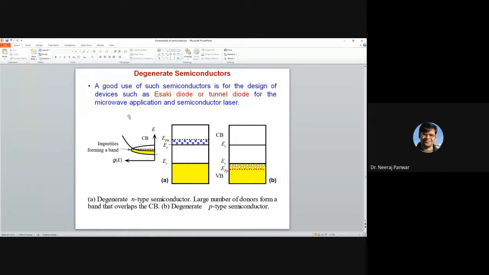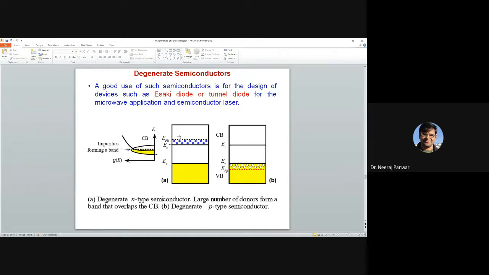Another very important application of the degenerate semiconductor is to make the Esaki diode or the tunnel diode. Esaki was the Japanese scientist who fabricated this tunnel diode, so it is known by the name Esaki diode or tunnel diode. It is a very heavily doped diode in which the Fermi level lies inside the valence band for p-type, and for n-type semiconductor, the Fermi level lies inside the conduction band.